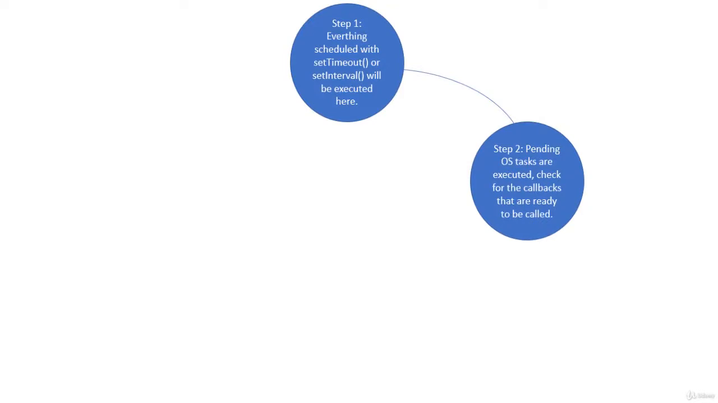In the next step, which is step 2, pending OS tasks are executed. Check for the callbacks that are ready to be called, okay? In step 2, basically it checks which operating system tasks are pending, and also it checks which callbacks are ready to be called, okay?